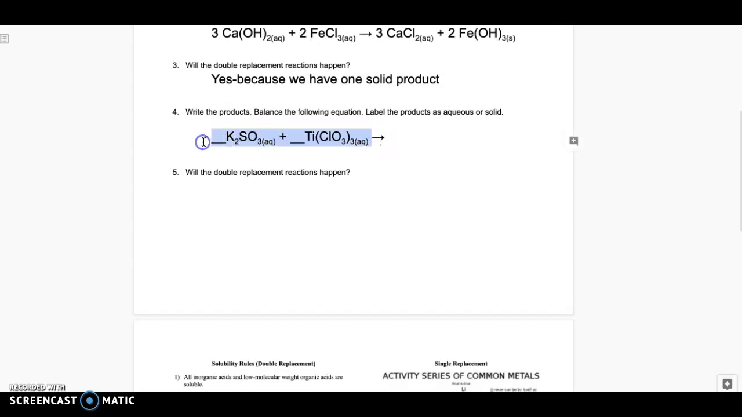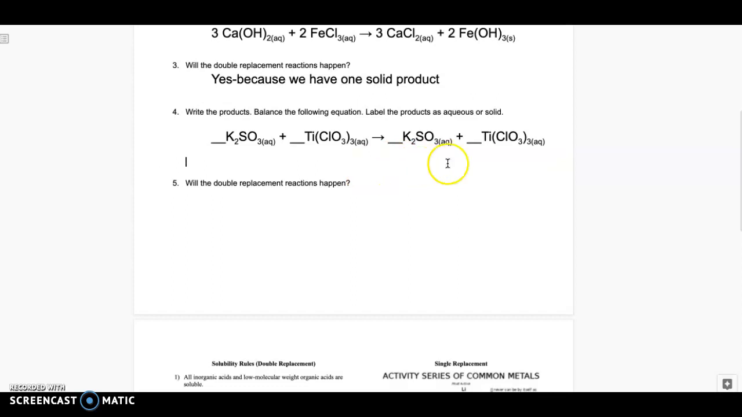So the first thing that's got to happen here is I got to write the products. Okay, so one thing to note, I'm just going to kind of break this down a little bit. Ti and K are going to switch spots, right? Okay, so I'm going to just start by doing that. The 2 might go away. I don't know if that's aqueous or solid yet. That 3 might go away.